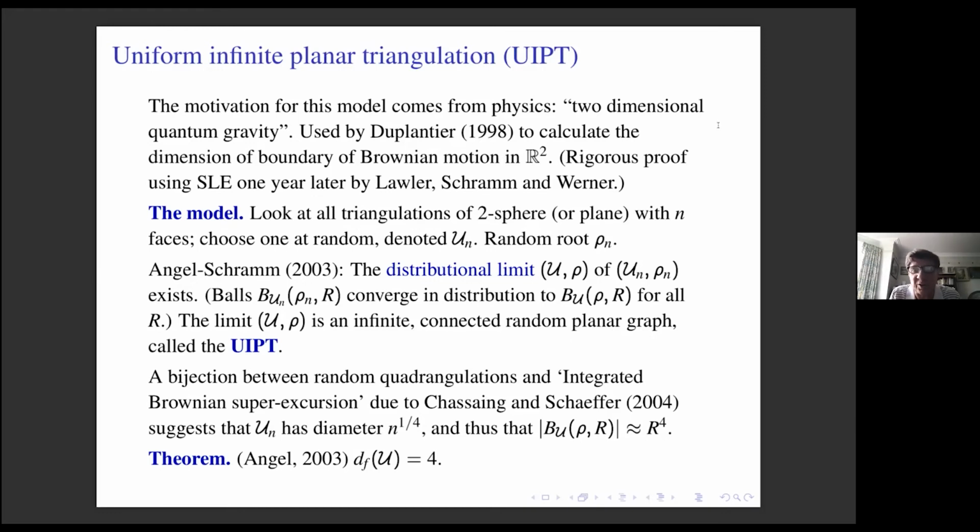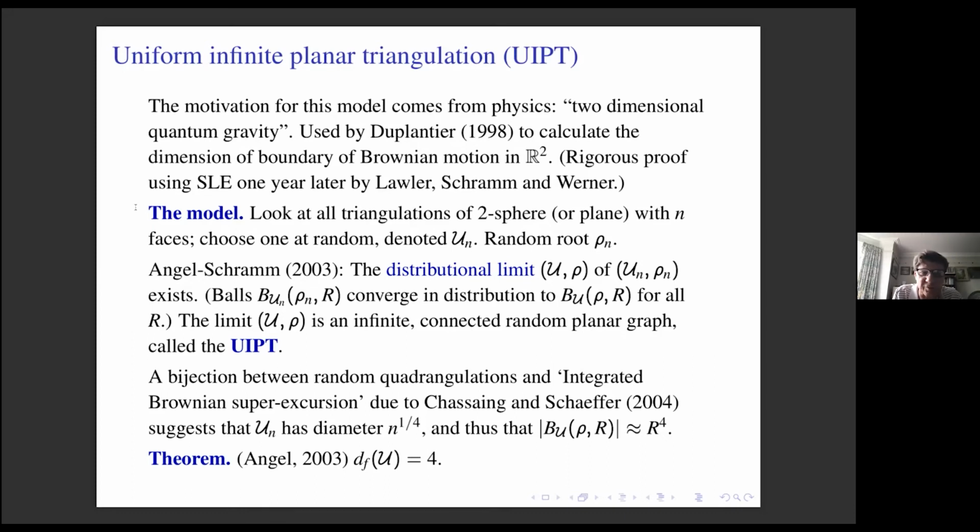And this concept was used by Duplantier in 1998 to calculate, in a non-rigorous fashion, the dimension of the boundary of Brownian motion in R^2. And then a rigorous proof was of course obtained a year later by Lawler, Schramm, and Werner using SLE. There are various connections between these models and SLE, which I won't be discussing at all.